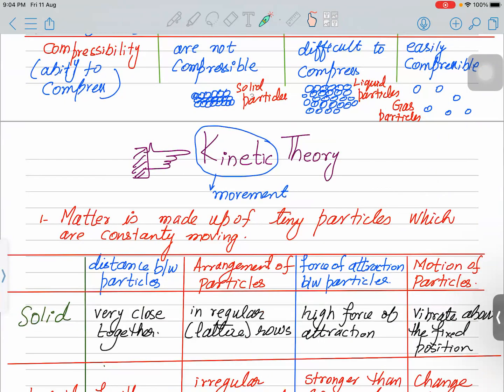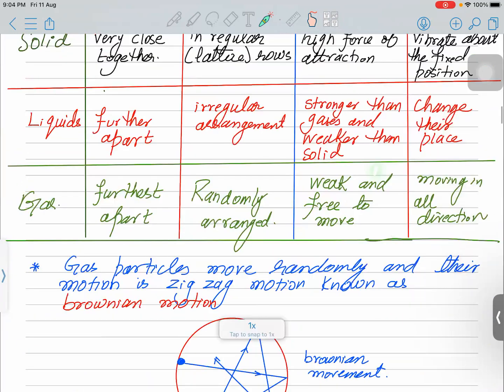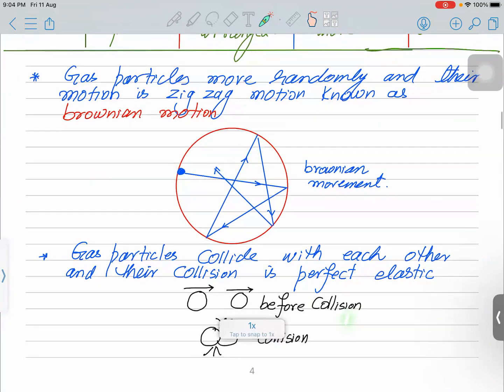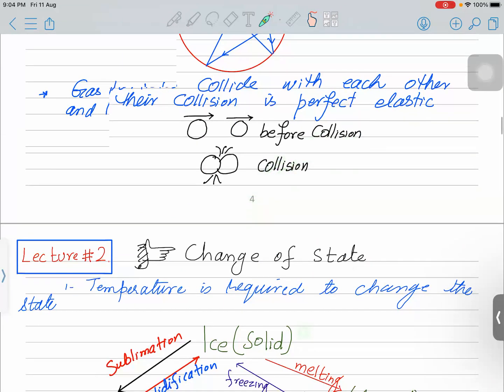Then we have discussed kinetic theory. Kinetic theory to explain the solid state, kinetic theory to explain the liquid state, kinetic theory for the gases. Then we discussed the motion of the particle, Brownian motion, and then we discussed the collision. This is all about lecture number 1.